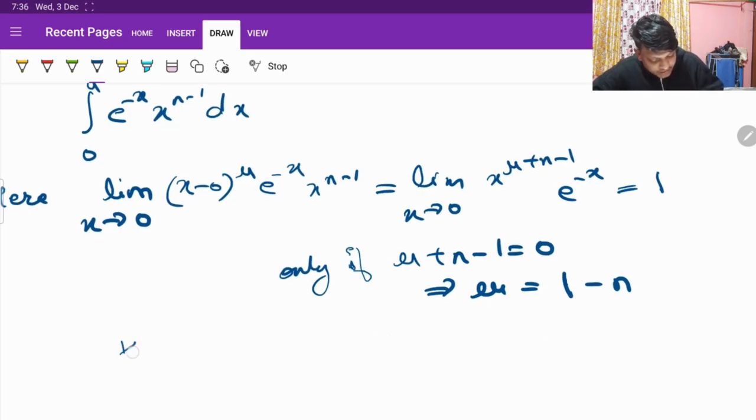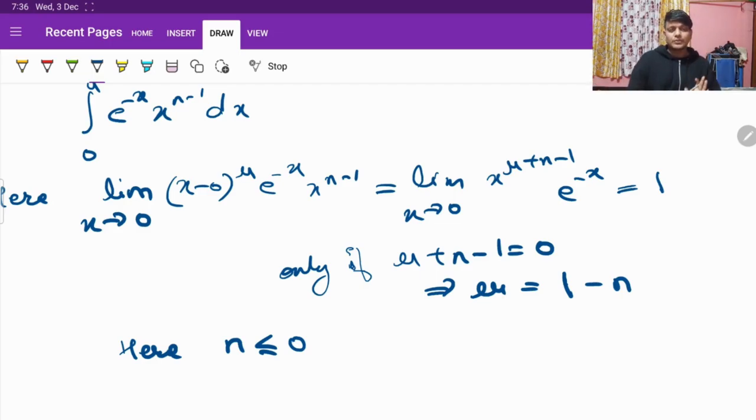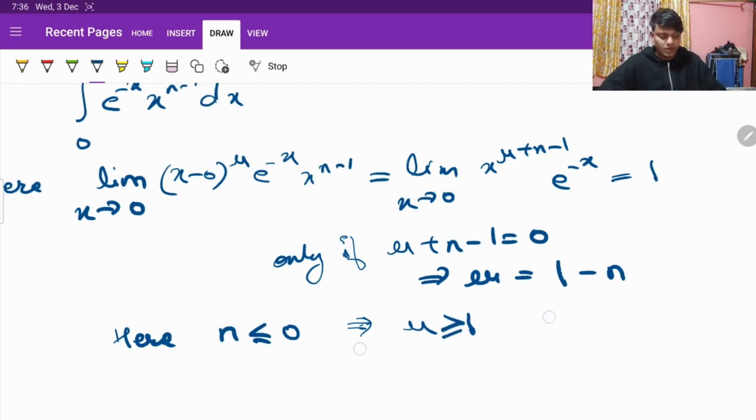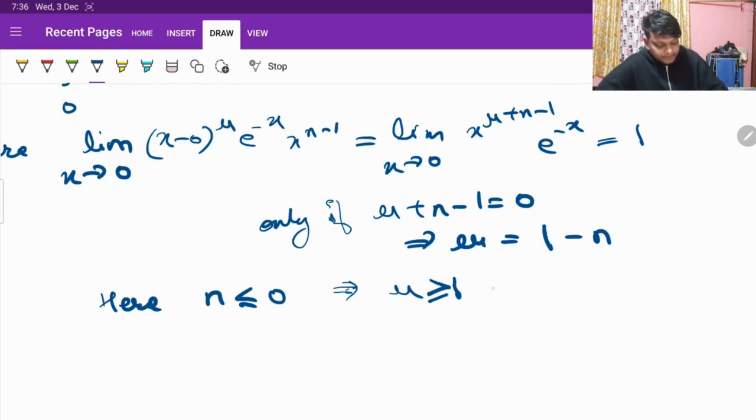Now for us, n is less than or equal to 0. Okay, so that means n is always going to be negative or 0. So what will be the value of mu? For n equals 0, mu is going to be 1. Okay, so obviously 1 is there, and then if I take any negative number, there is a negative sign before n, so it is always going to make it positive. That means mu is always going to be greater than or equal to 1, for n less than or equal to 0.